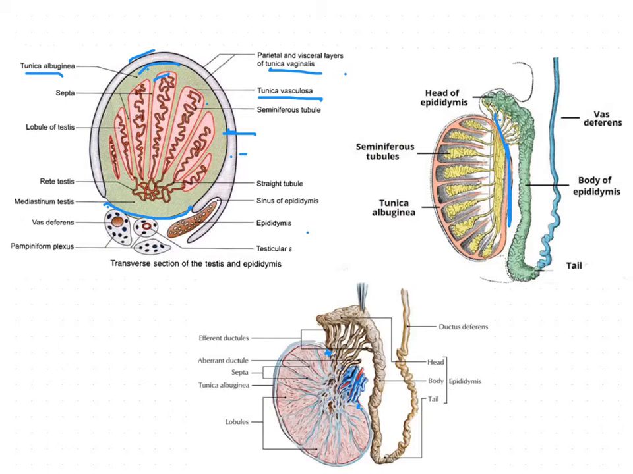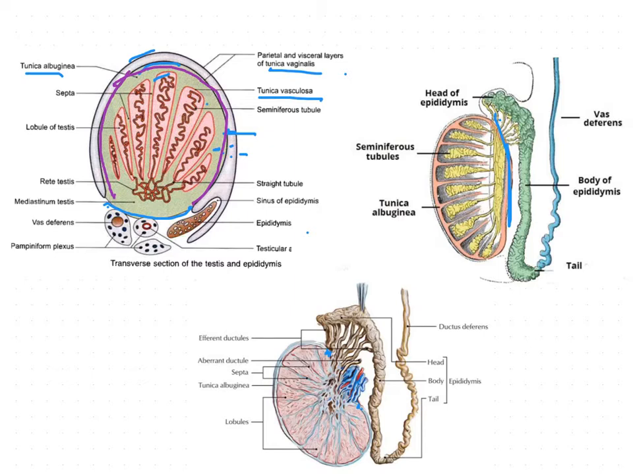So here, the outermost layer is the parietal layer of tunica vaginalis. This one is the visceral layer, and inside this one is tunica albugina. This tunica albugina is also covered by which one? Tunica albugina is also covered by this visceral layer of what? Tunica vaginalis. Yes, very good. So this is the outermost layer which is covering the tunica albugina.